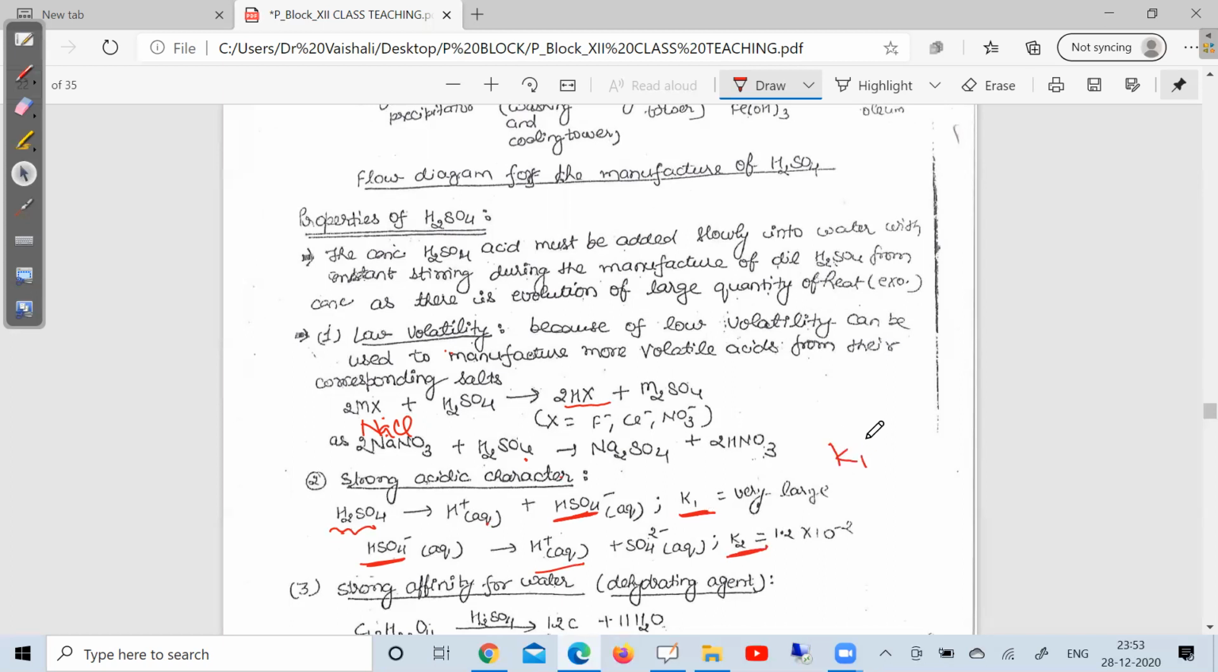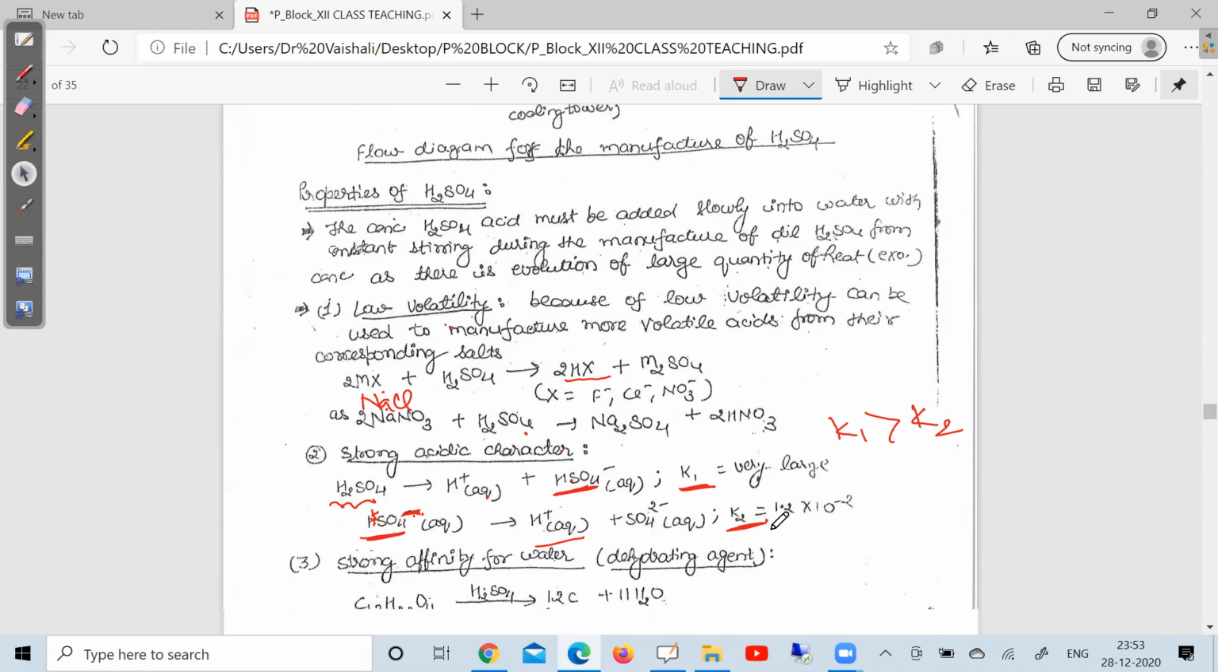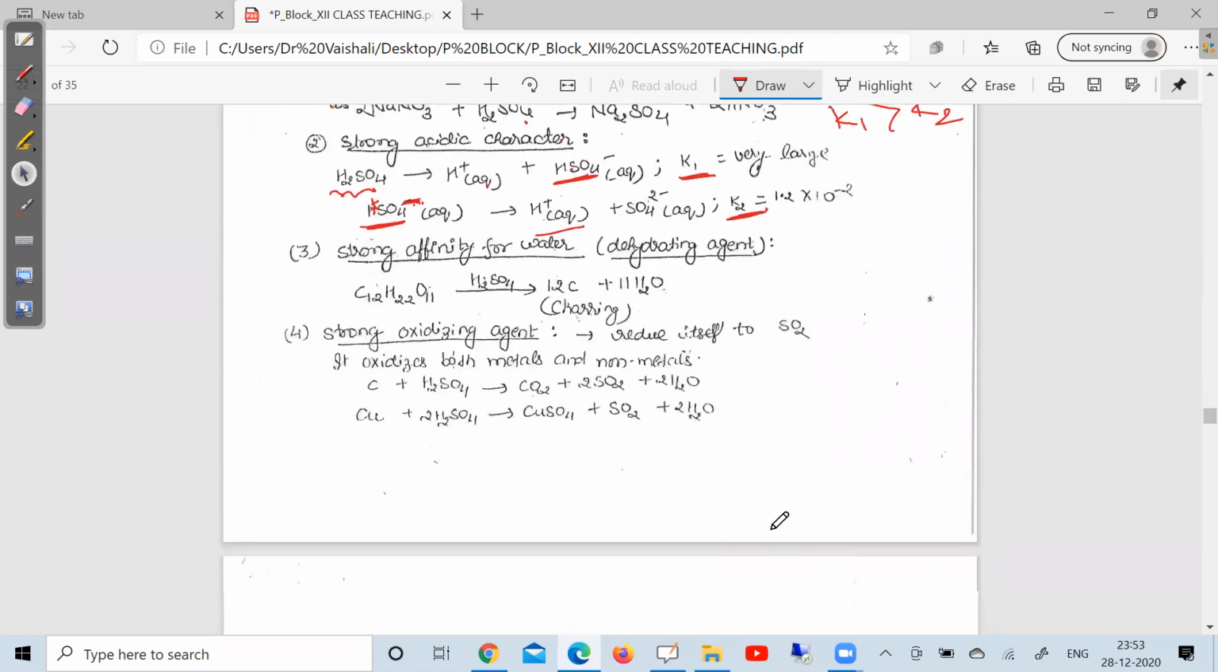Always the dissociation constant 1 is greater than dissociation constant 2, because the first H plus is released from a neutral molecule while the second H plus is released from an anion, which is negatively charged, and there is a strong electrostatic force of attraction. So in the first case there is no problem, but second H plus removal is quite difficult due to electrostatic force of attraction between negative charge and positive charge. This is the reason K2 value is very small, and a very small amount of H plus is released.